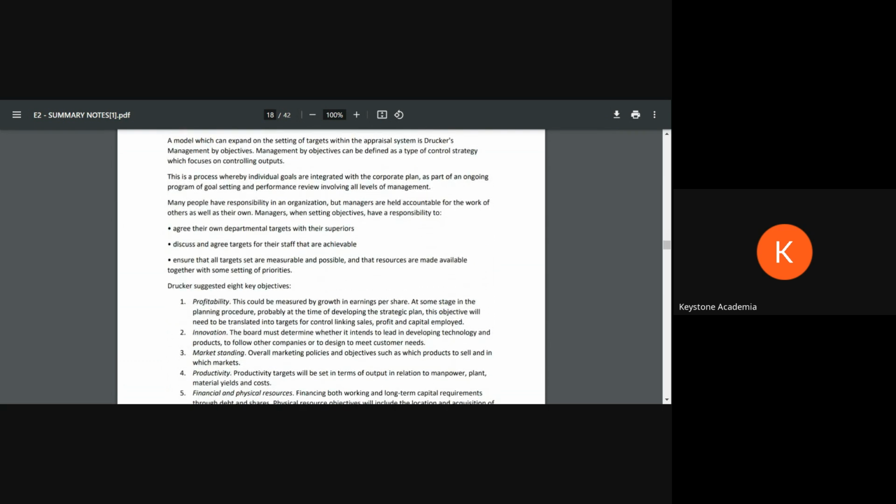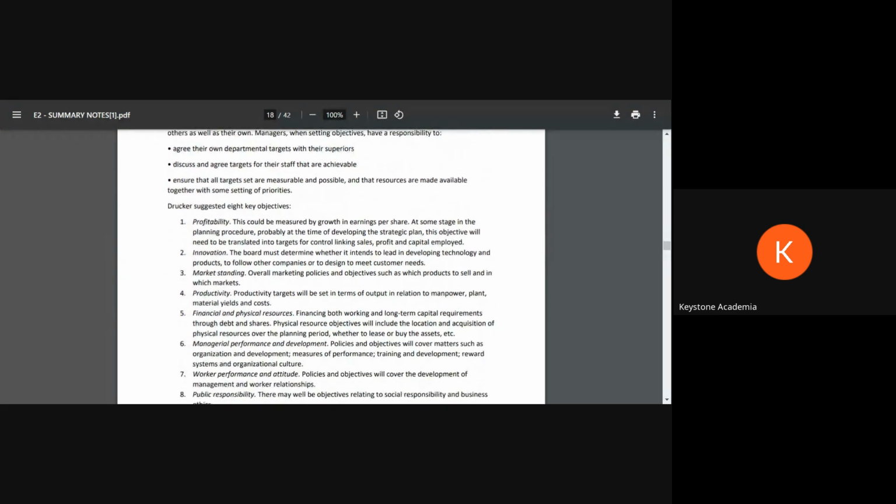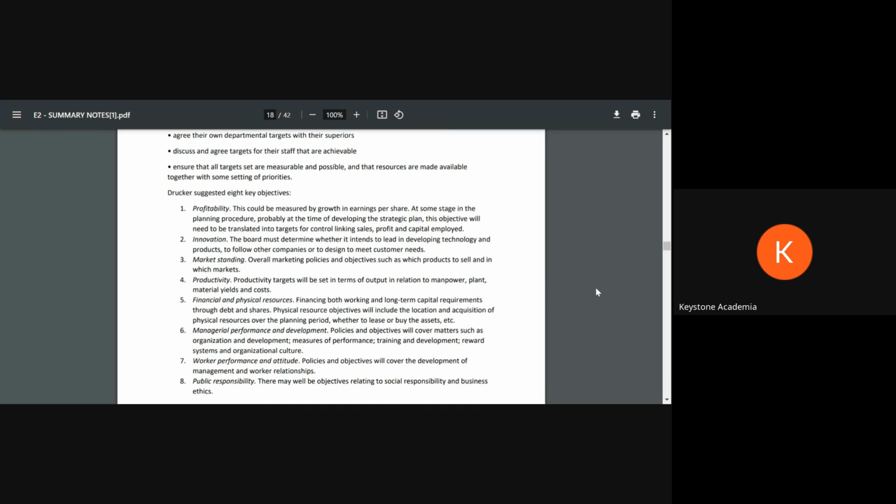Okay. Silent again. So Drucker suggested eight key objectives that the company should follow. Those are profitability, market standing, productivity, financial and physical resources, public responsibility, worker performance, managerial performance.